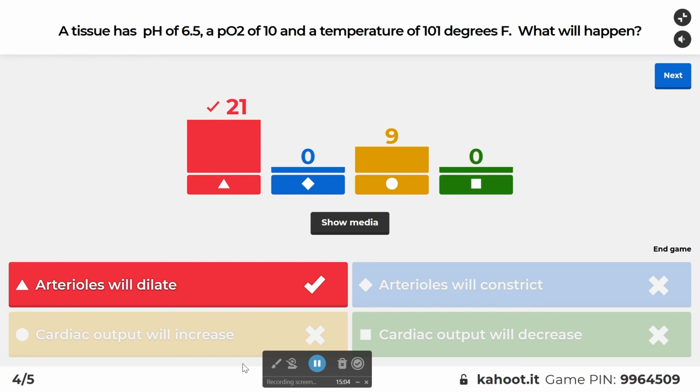Now, some of you put the cardiac output will increase. That's true at the organismal level, all right? So like I'm saying a tissue has a pH of this, that, and the other thing. If the whole organism, if Skinny had a pH of 6.5, yes, his cardiac output is going to increase, but that's not at the tissue level, that's at the organism level. And frankly, we haven't gotten there yet, okay? But I'm talking about autoregulation.